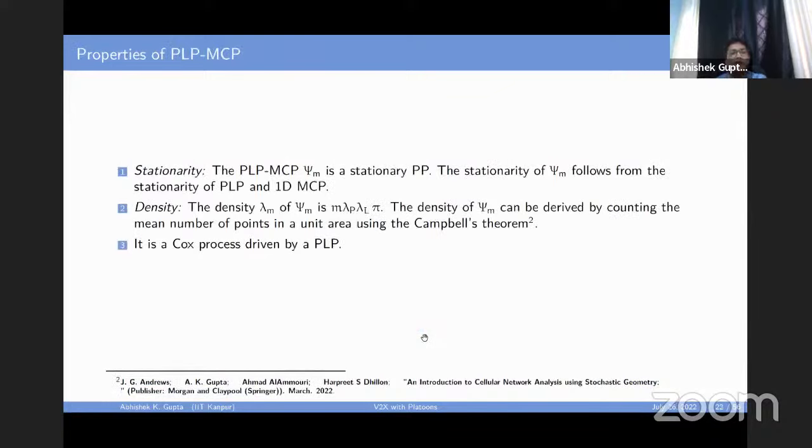So the properties of this PLP MCP is you can show that this is stationary. The density overall, you can compute how many vehicles are there in a unit area, and that is given by m lambda p lambda l into pi. So m is the average number of vehicles in the platoon, multiplied by the platoon density, multiplied by the road density into pi. And this is actually defined as a Cox process. A Cox process is nothing but a Poisson process with density itself as random. Okay, so here you are being driven by a PLP and a PPP for this Cox process.